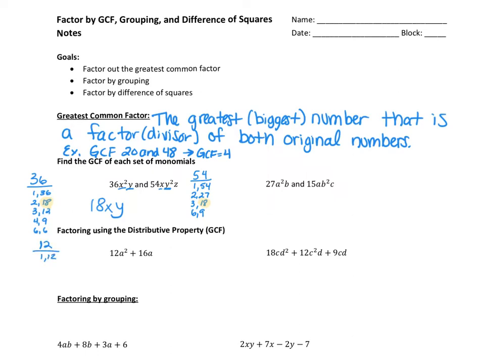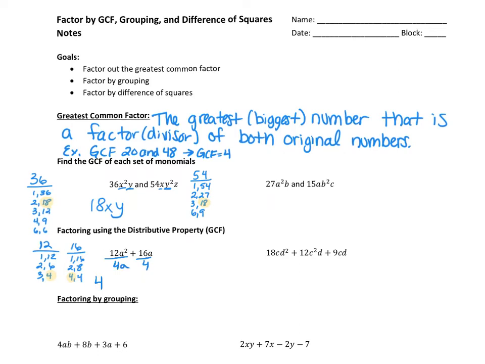So 1 and 12, 2 and 6, 3 and 4. Then 1 and 16, 2 and 8, 3 doesn't work, so 4 and 4. Once I make my little chart, I can see that my GCF for both of these is 4. So that's going to be my numerical GCF. I'm going to divide each of these by 4, and my 4 is going to go out in front of the parentheses. Now if I'm looking at my variables, I have a squared and I have a.